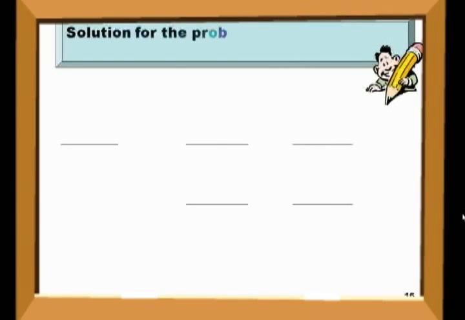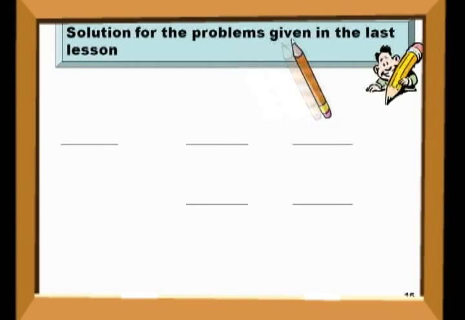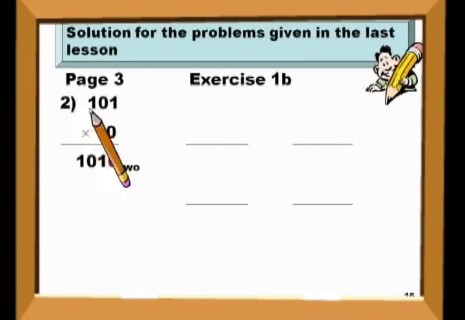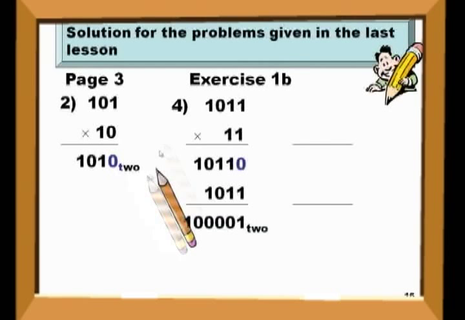Now let us look at the solutions for the problems we were given in the last lesson. They were taken from page 3, exercise 1B. Question 2. You have to find the product of 101 and 10 base 2. And that product was 1010 base 2. Question 4. You had to find the product of 1011 and 11. And when the product was found, the answer turned out to be 10001 base 2. Quite a lot of zeros.